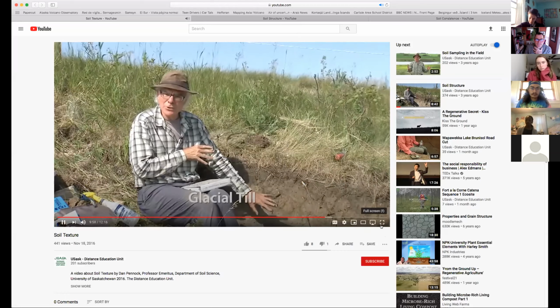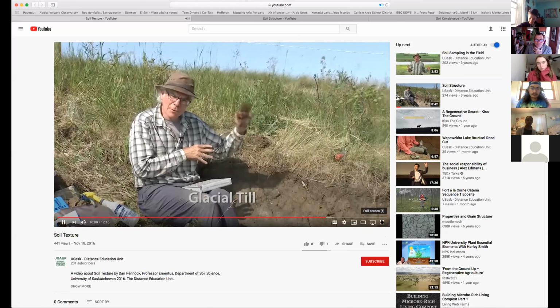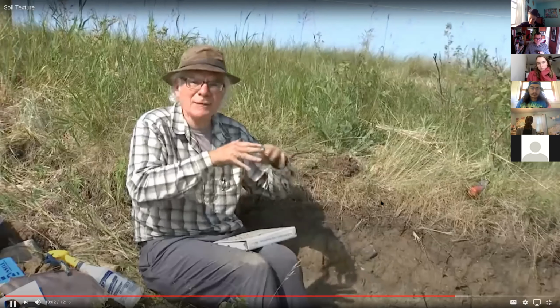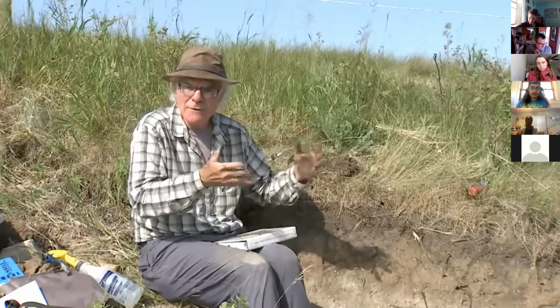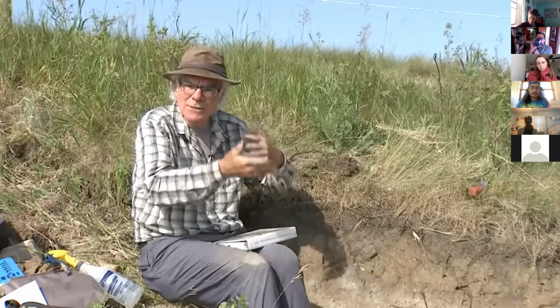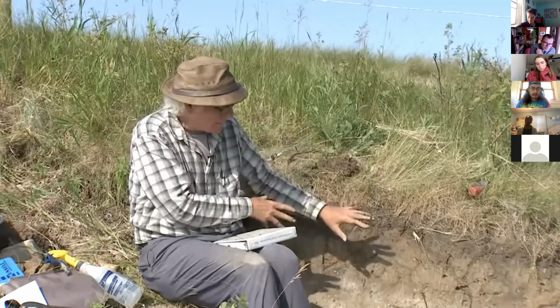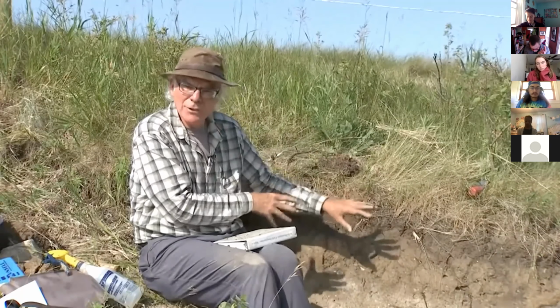Is what we call glacial till. And it's directly deposited by the ice sheets. The ice sheet's effectively a large bulldozer, mixes together gravel, sand, silt, and clay, and gives us this characteristic glacial till parent material.